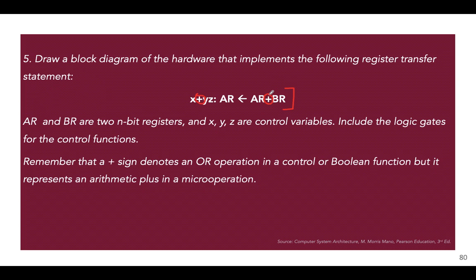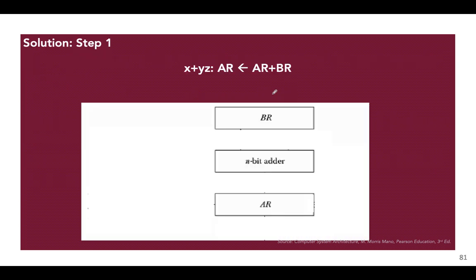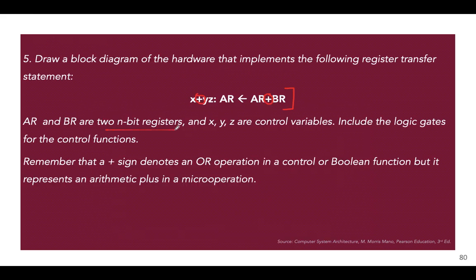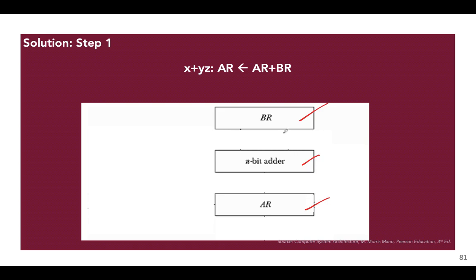Now, again, for these kinds of questions, like we just discussed, what you have to do is first of all identify all the components that you have to draw. So, what are the registers here? AR and BR. So, we can draw the AR and we can draw the BR. And since they're supposed to be added, we need an n-bit adder, because it's mentioned that they are n-bit registers. So add an n-bit adder that is capable of performing AR plus BR. The contents will be moved into AR.